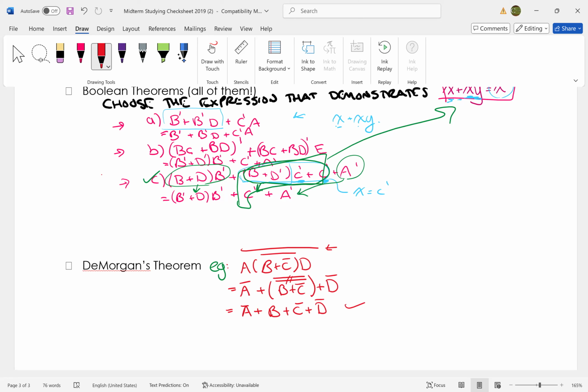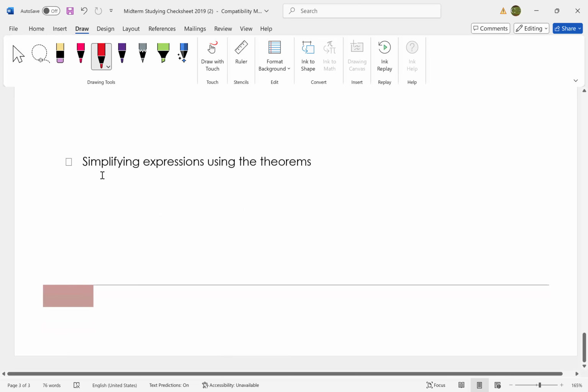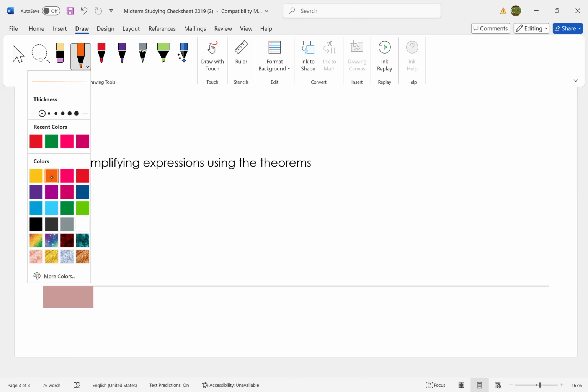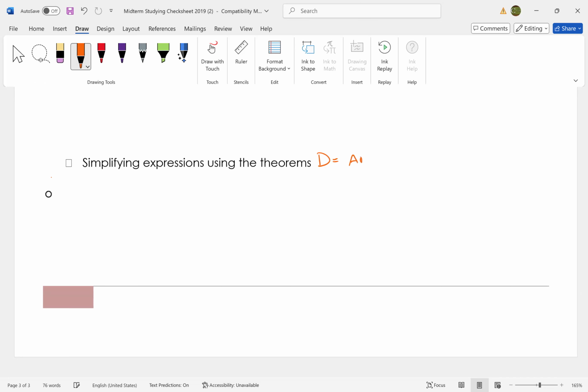Let's see, what else do we have? Let me give you a question where you're going to simplify an expression using the theorems. Here we go. Let's simplify an expression using the theorems. Let's say D equals A, B, A prime B, or C, ANDed with A or C.